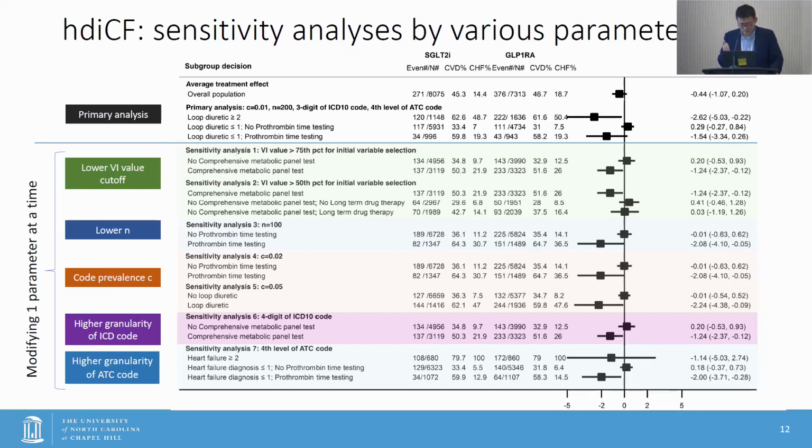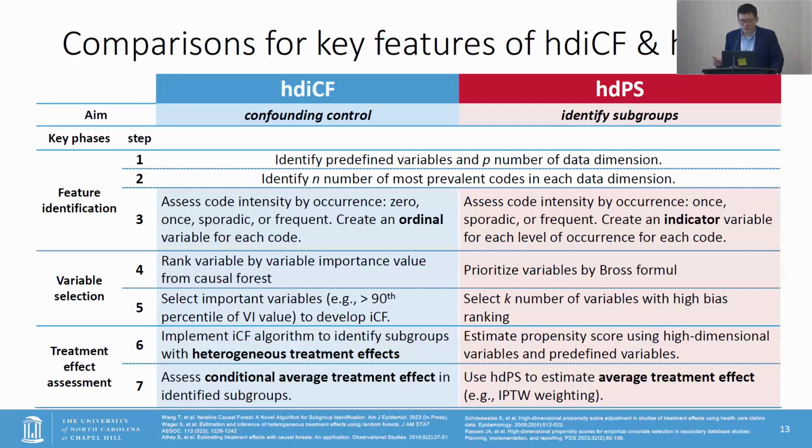This analysis suggests that using 3 digits of ICD codes and the 3rd level of ATC codes, using a large number of codes from each data dimension, and a higher variable importance cutoff value are helpful for identifying expected subgroups. I won't go into the details of this table, and I just want to highlight a serious typo error. HD-ICF aims to identify subgroups, but HDPS aims at confounding control. The first row should be the other way around.